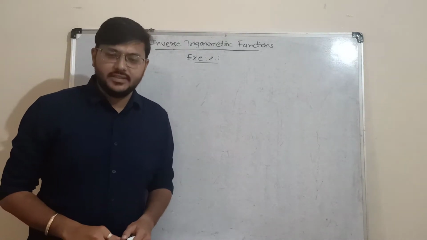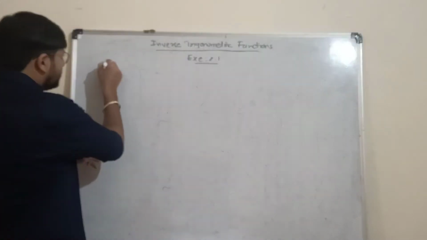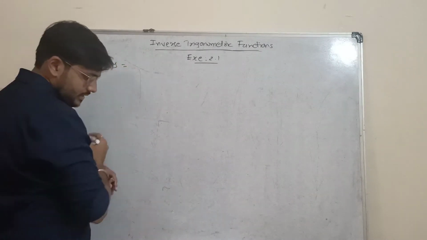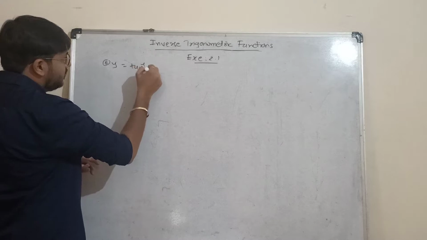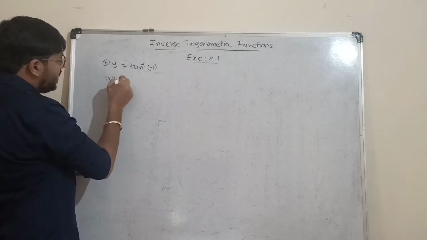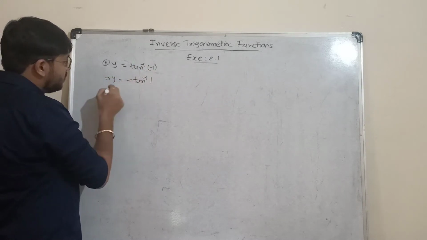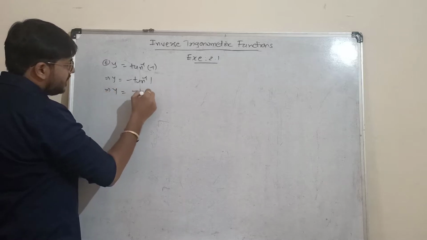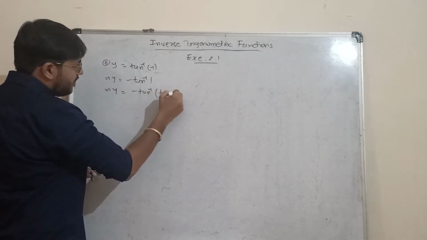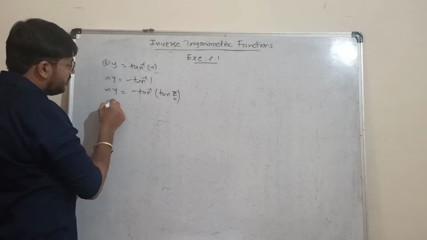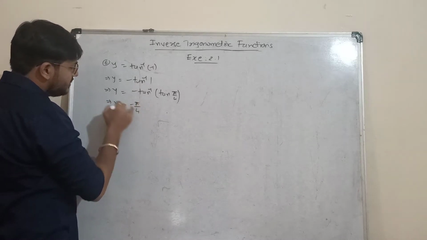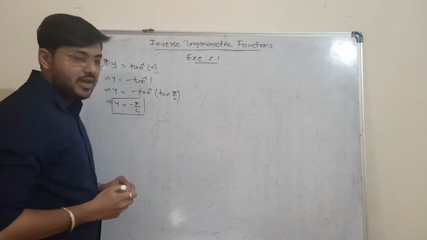So let's continue with exercise number 2.1. So next question we have given tan inverse of minus 1. Now as we know that it can be written as minus tan inverse of 1, then minus tan inverse of tan pi by 4, and now we can remove function and inverse, so the final answer is minus pi by 4.